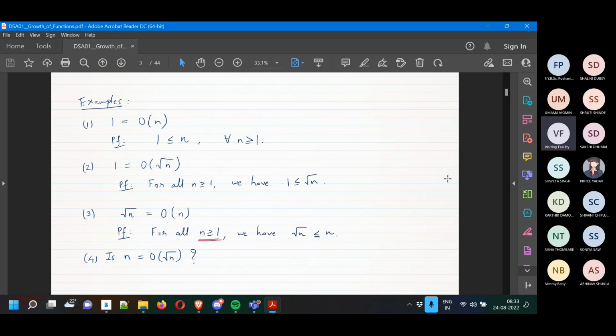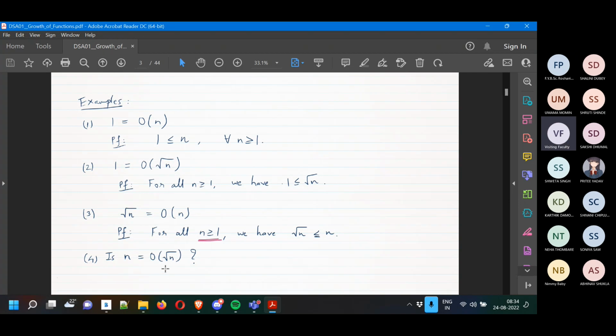Square root n is big O of n because square root n is less than or equal to n all the time, for all n greater than or equal to 1. That's why we are taking positive integers, because for something less than 1 the square root might be larger, right? All the usual easy inequalities are true when the numbers are all greater than or equal to 1, so we'll assume that. So square root n is big O of n.